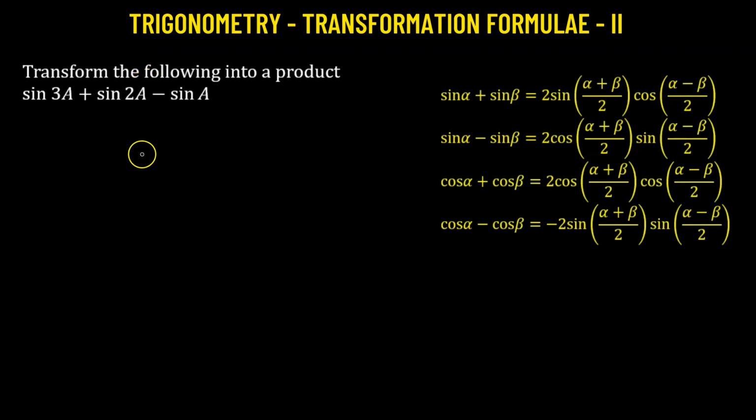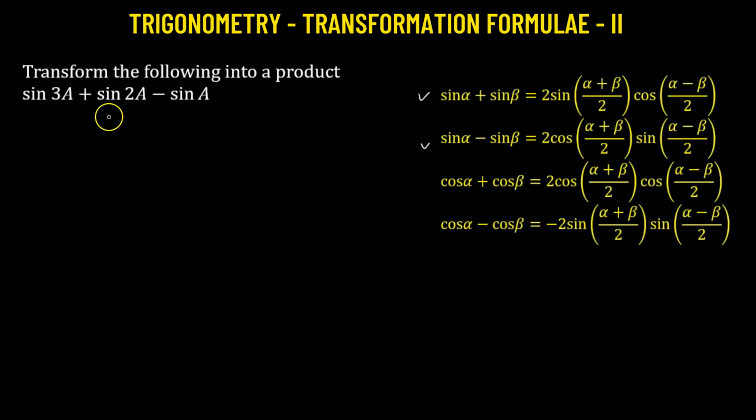So in this problem, we need to transform the following into a product. We have here sine 3a added to sine 2a minus sine a. So here we'll be using the transformation formula. Since we have both the sum as well as difference, we can either use the sum or we can use the difference of two sine function. But the issue here is we can only use one of the transformation at a time.